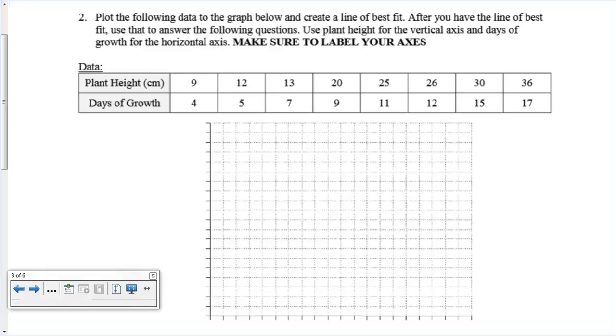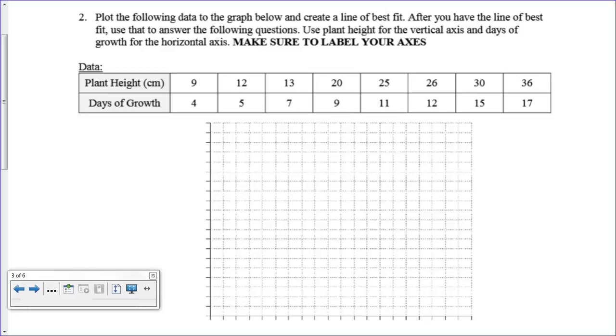All right, this is Basic Skills Packet number 1, problem number 2. This one here is talking about a plant that is growing over time. So the height has been recorded and the days that it's been growing have been recorded. And we're going to do another graphical analysis on this where we plot the data, find the line of best fit, and then try and make an equation from that and use that to answer some other questions.